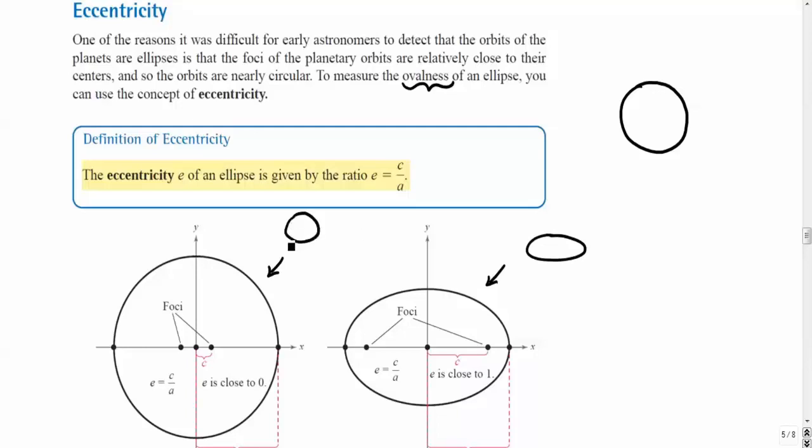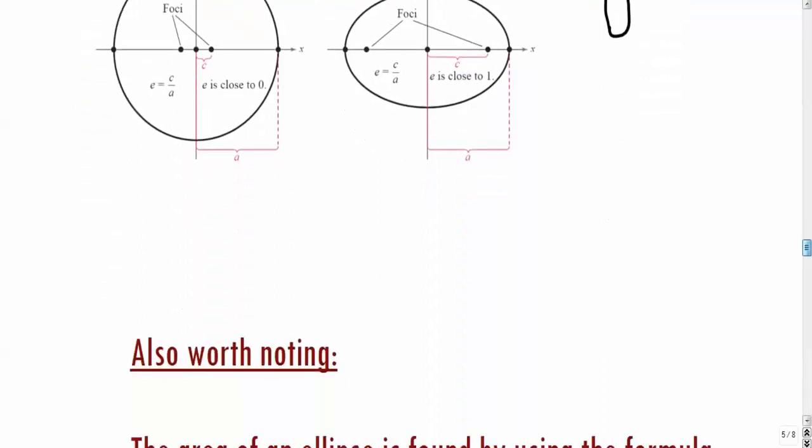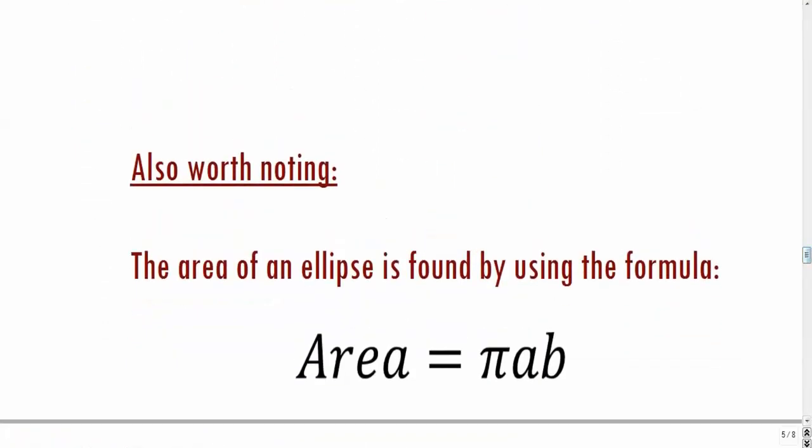If the ellipse is very circular, then your E value is close to 0. If the ellipse is very ovally, maybe it looks like this, then your E value is close to 1. And to get that E value, you can just take the C value divided by the A value. It's also probably worth noting that you can find the area of these ellipses using a really easy little equation. The formula for the area of an ellipse is pi times the A value times the B value. So that's kind of useful.